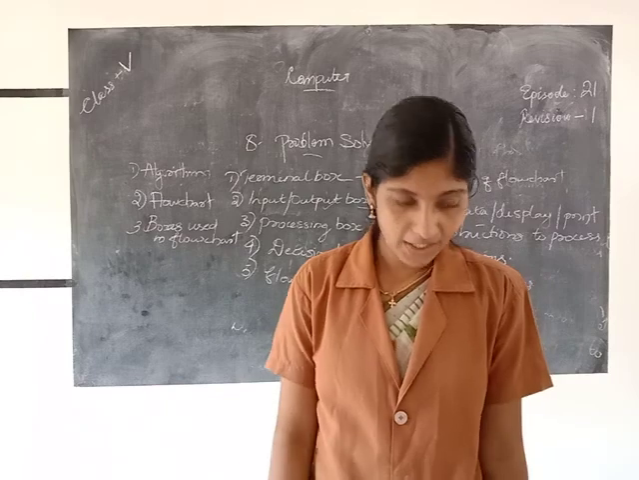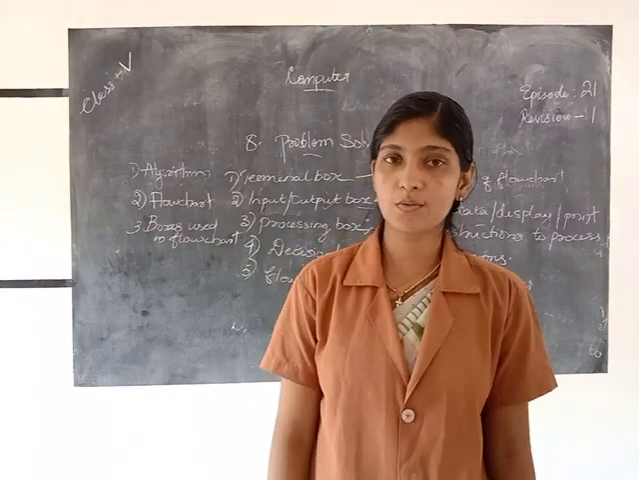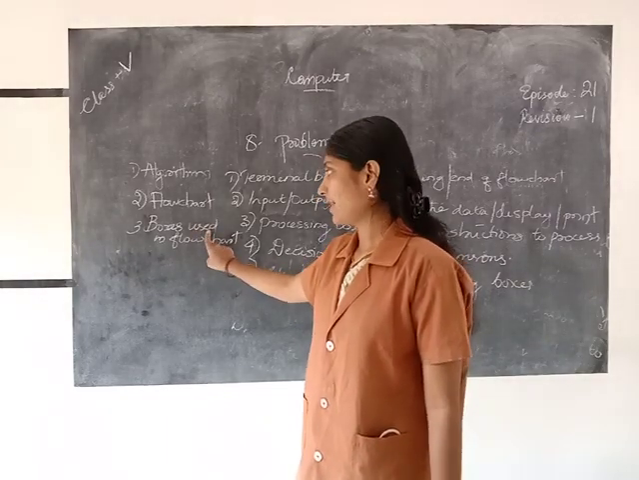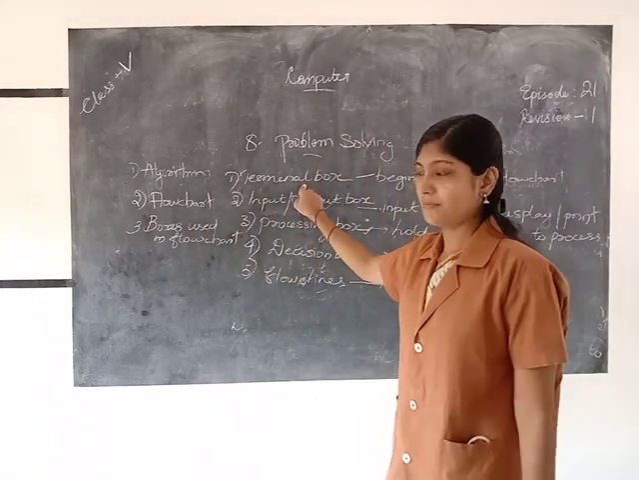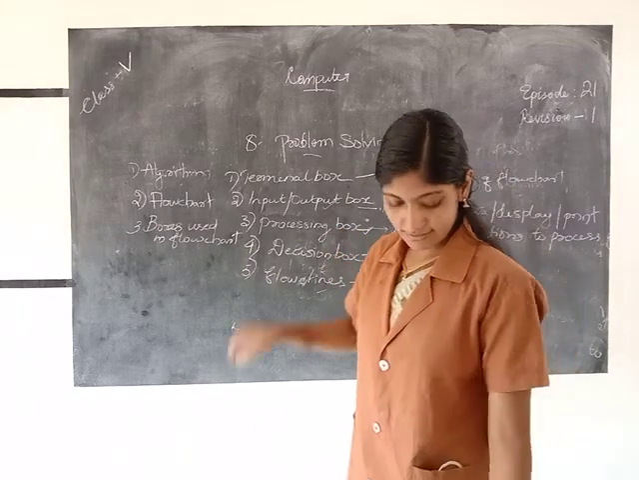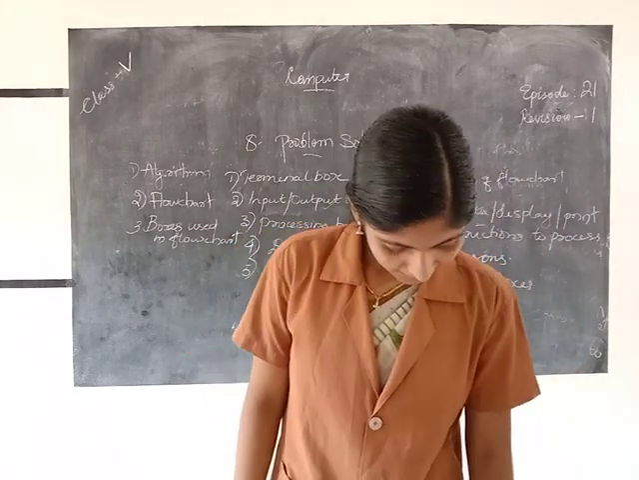Flowchart consists of various types of boxes. Is it true or not? Yes, we know a flowchart consists of various types of boxes like a terminal box, input output box, processing box and a decision box.